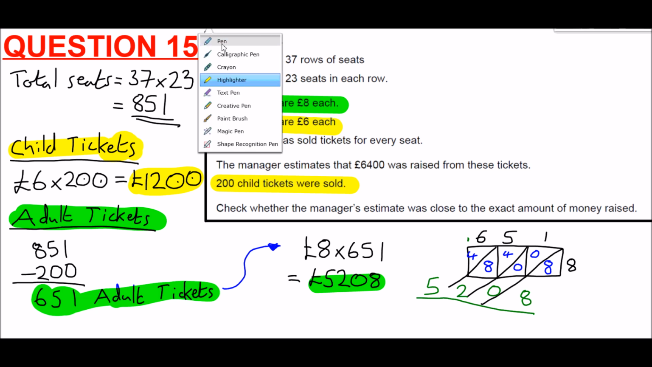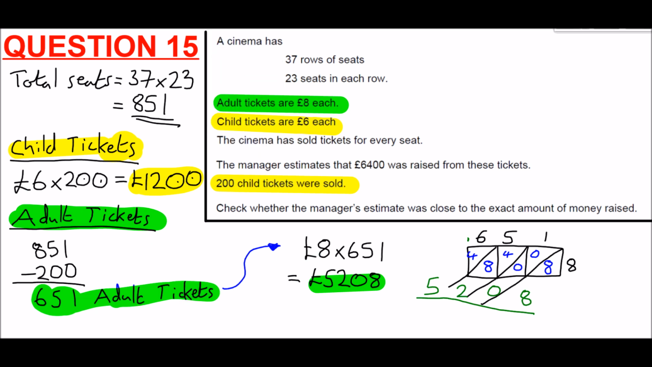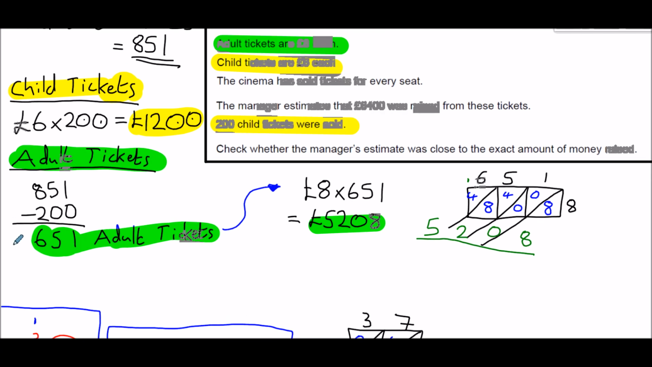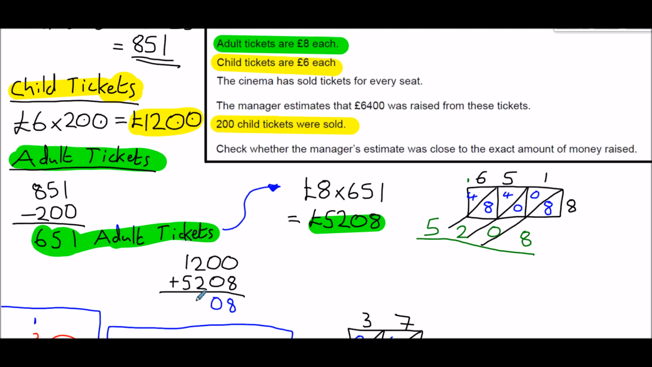So the total amount of money altogether from selling the adult tickets and the child tickets would be to total up the 1,200 for the child tickets and the money sold from selling off the adult tickets. So add these numbers together. 0 plus 8 is 8, 0 plus 0 is 0, 2 plus 2 is 4, and 1 plus 5 is 6.